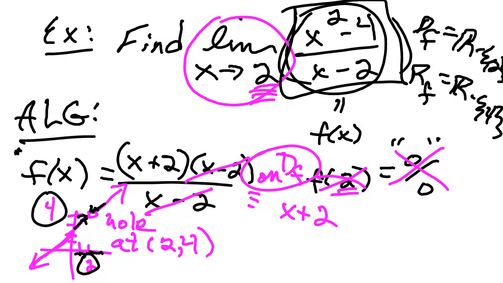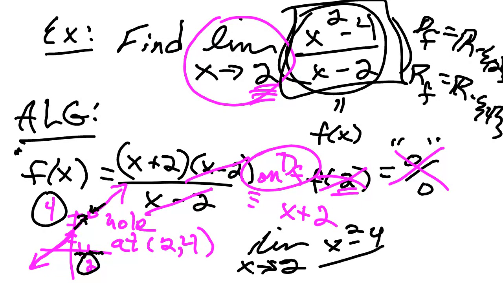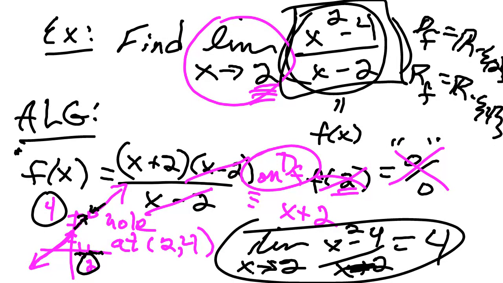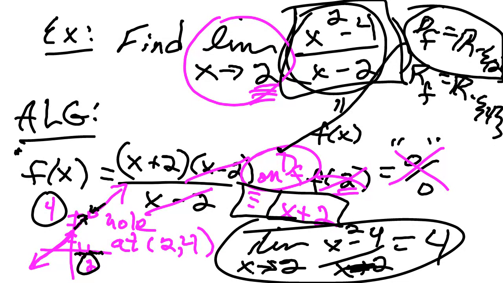So what I can say is that the limit as x approaches 2 of x squared minus 4 over x minus 2 exists and equals a height of 4, because it's equivalent to x plus 2 on its domain, which is all reals except for 2. But anyway, if I plugged in 2 there, I could actually do it and I get a height of 4. All right.